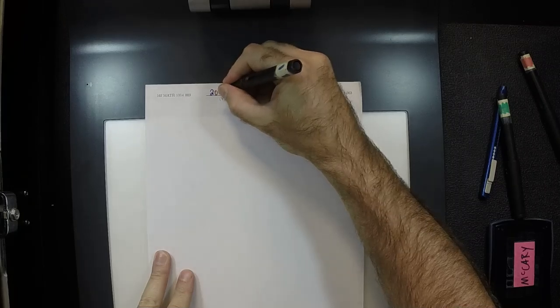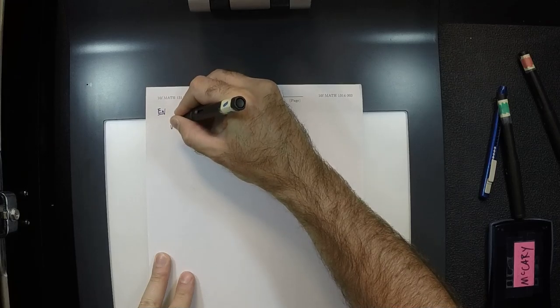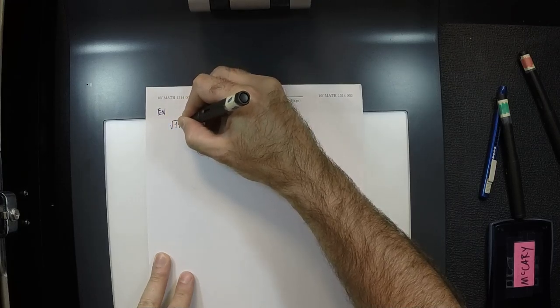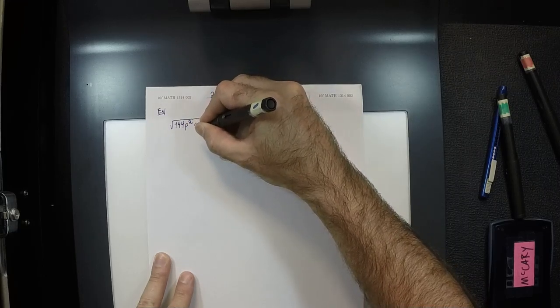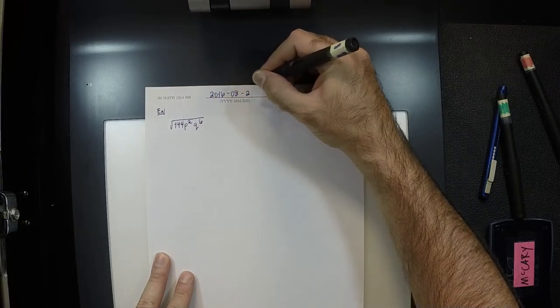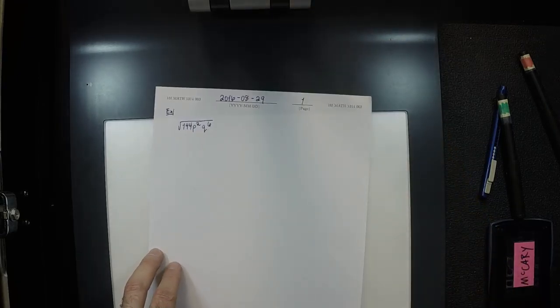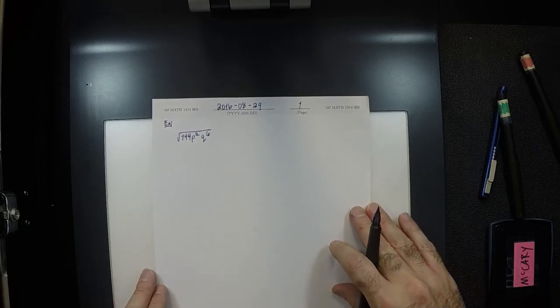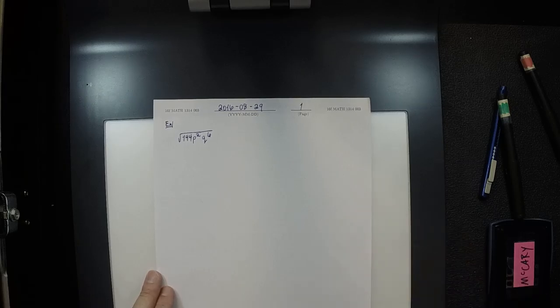Okay, the problem was the square root of 144 p squared q to the 6. This is number 29. The instruction was something like, simplify this. I was having trouble with how to factor the p and q. Mm-hmm. Okay, so we're going to get to this.